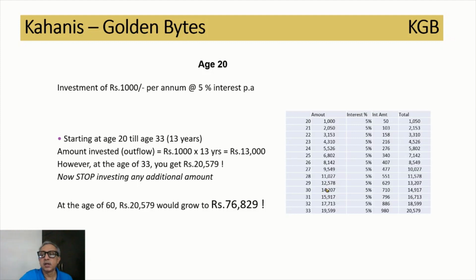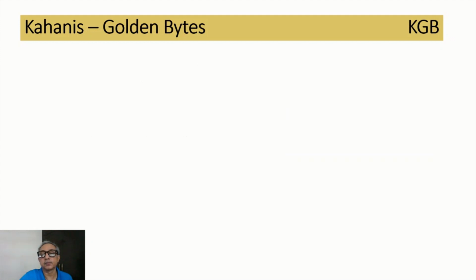So likewise, it's all very simply put. You can also do the calculation separately. You start at 20 till the age of 33. That's 13 years. You would have made 20,579, even though you've put 13,000 rupees over a 13-year period. 13,000 not in one go, but over a 13-year period.